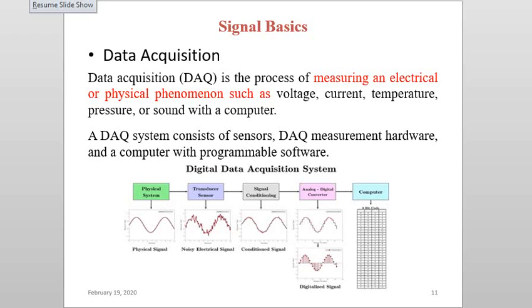And lastly, the digital data goes to the computer and it saves the information, because we all know that a computer saves only digital format, not analog. So that's why we convert the data to a digital signal and lastly save it into the computer.